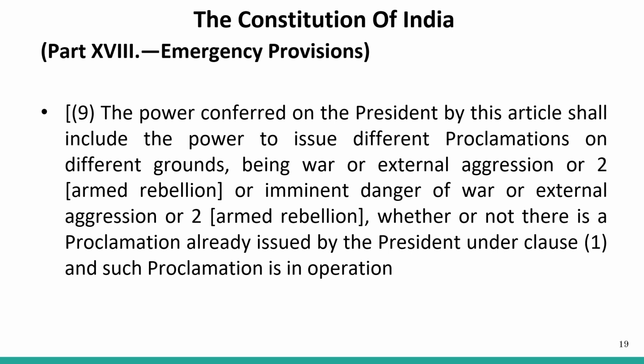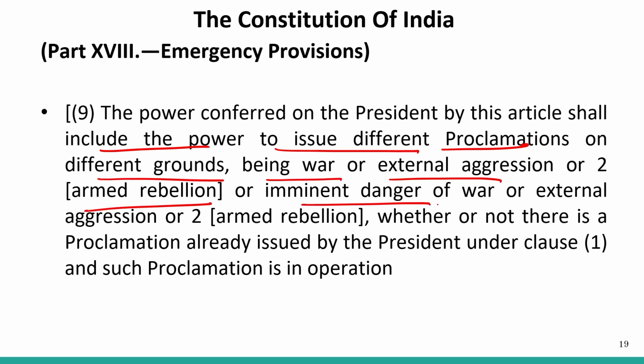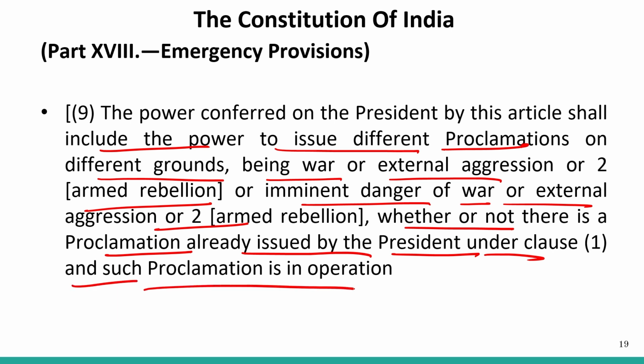The power conferred on the President by this article shall include the power to issue different proclamations on different grounds, being war or external aggression or armed rebellion or imminent danger thereof, whether or not there is a proclamation already issued by the President under clause 1 and such proclamation is in operation.